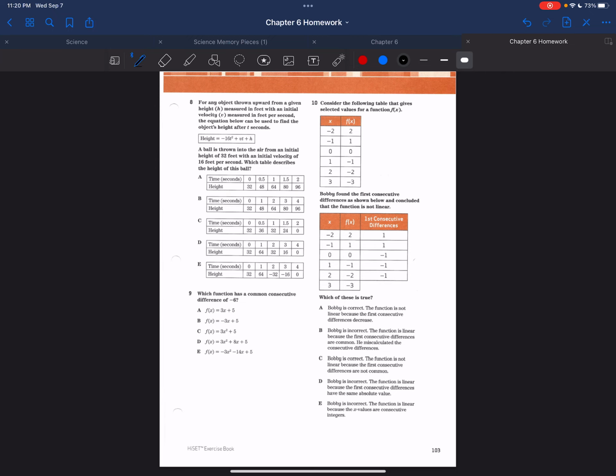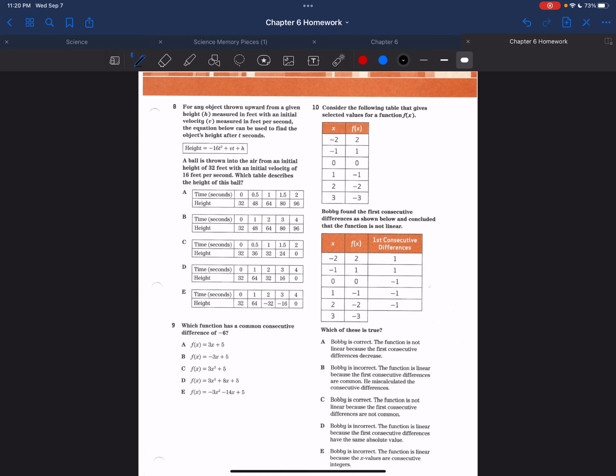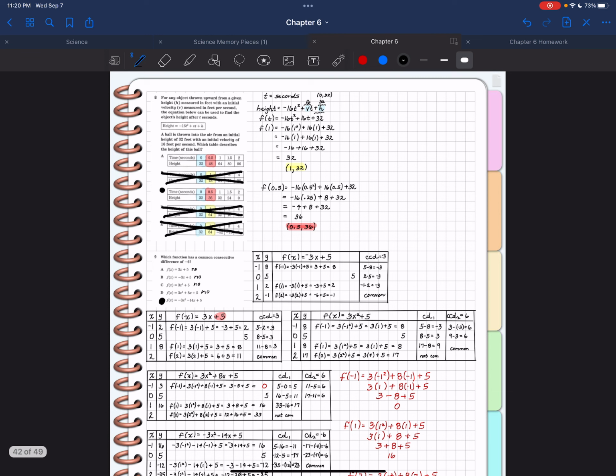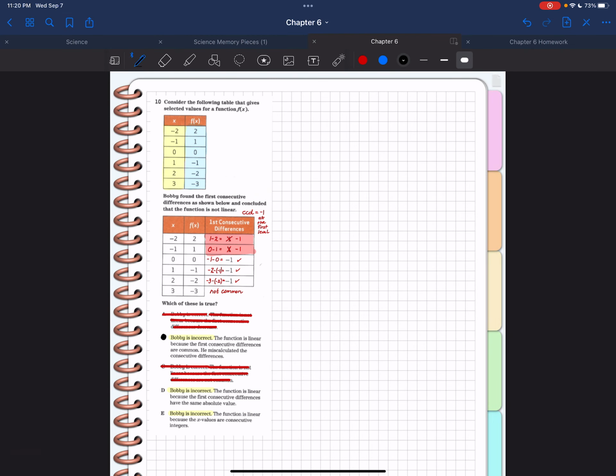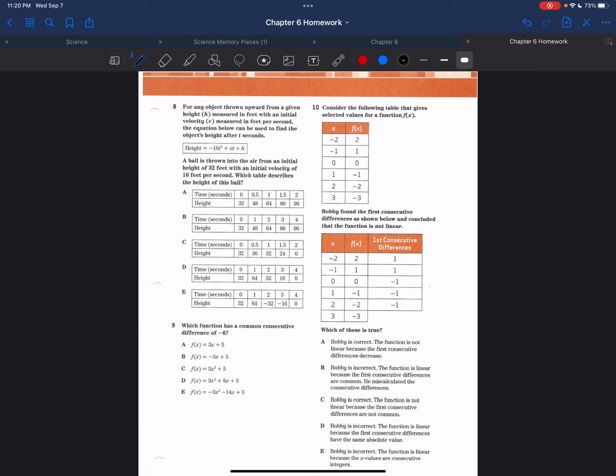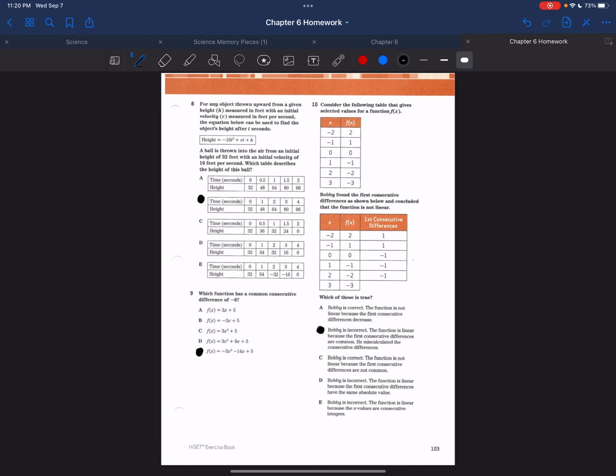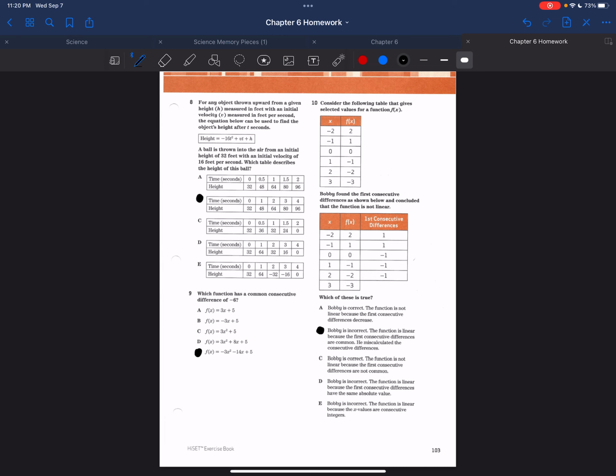So let me mark the answers. Gosh, I don't even remember the answers. Let's see. 8 was B, 9 was E, and 10 was B. So that spells Beb. B, E, B. And I can't say that I'm sorry to see page 103 go. I'm ready to move on to something else. So in the next video, we will look at page 104.